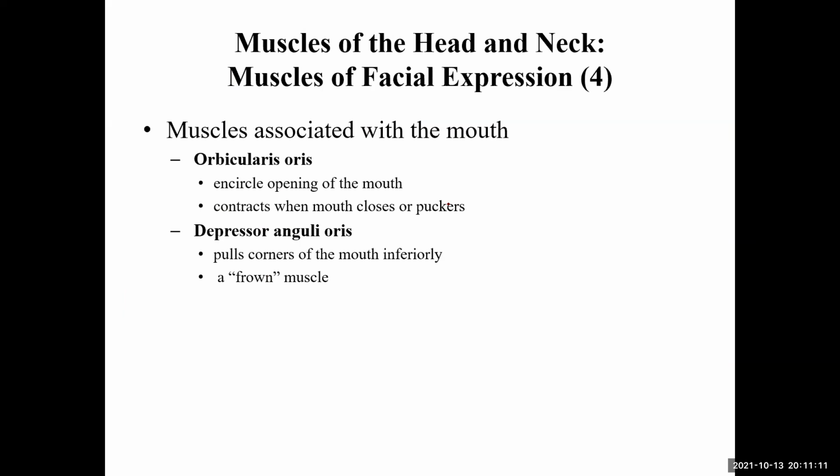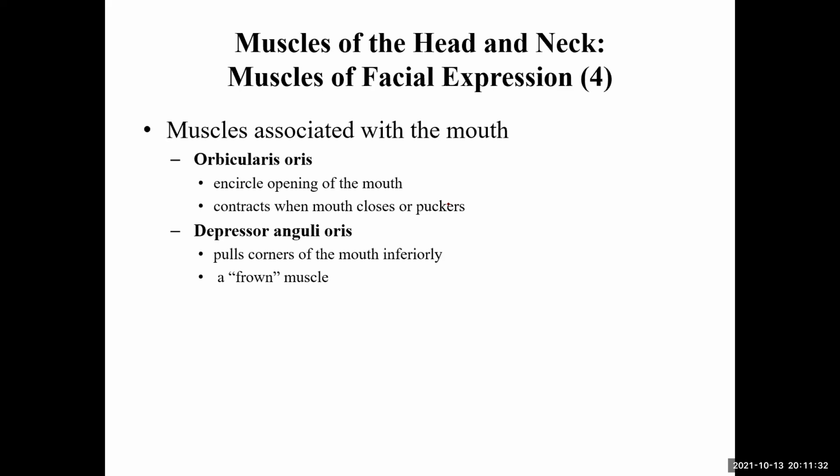All right. So some of the muscles that now are going to be associated with your mouth. Orbicularis oris. Again, another circular arranged muscle that goes around the opening to your mouth. So when you contract this muscle, you'll pucker your lips.